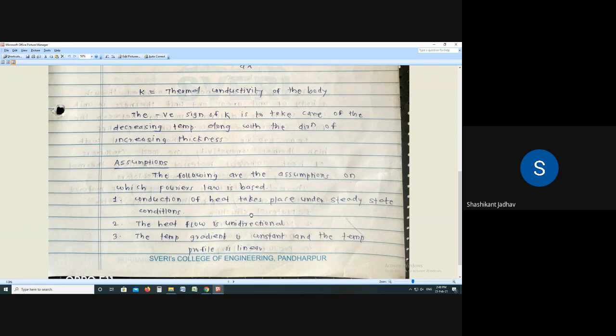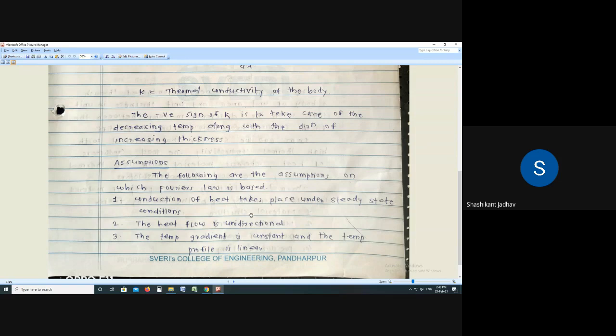Write down first, conduction of heat takes place under steady state conditions. If there is a steady state condition, then and only then we can use Fourier's law of heat conduction. For deriving this law, we have assumed this condition, that is, steady state condition.